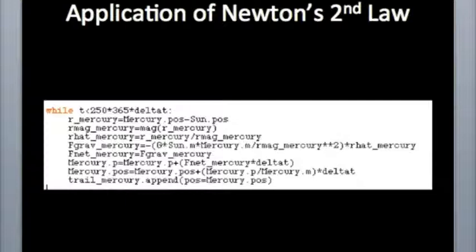Now we can find the position of the planet, which in this case is Mercury, by setting the change in position equal to the velocity times delta t. Since we don't have velocity, we can divide the momentum by the mass as shown in the code. This last line of code helps draw or trace the orbit. And it's also important to note that this block of code was used for every planet.